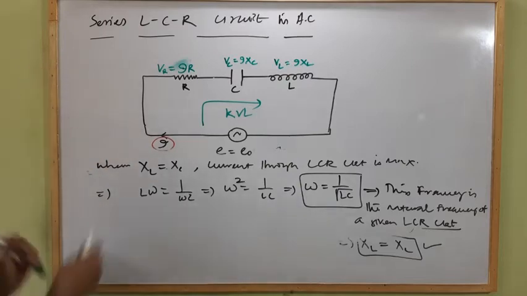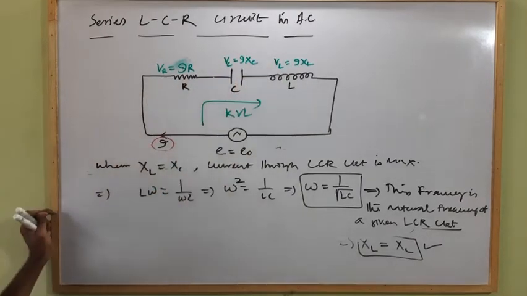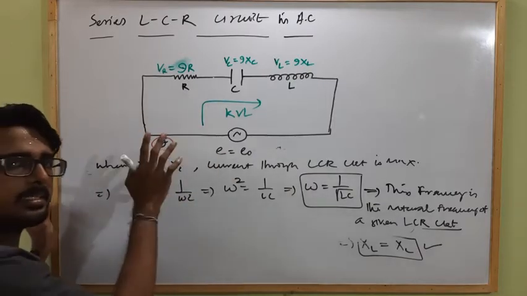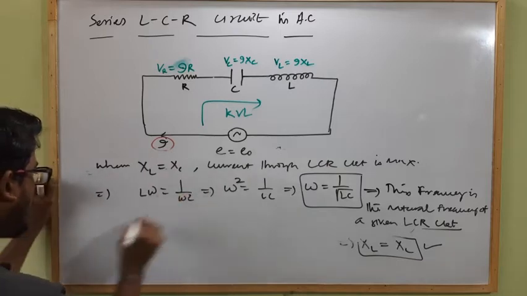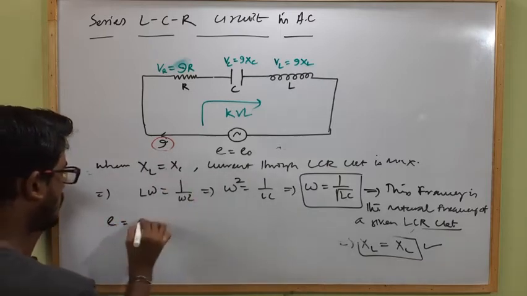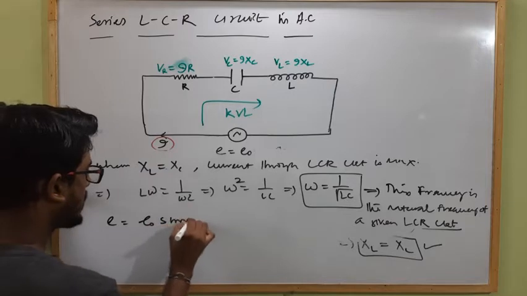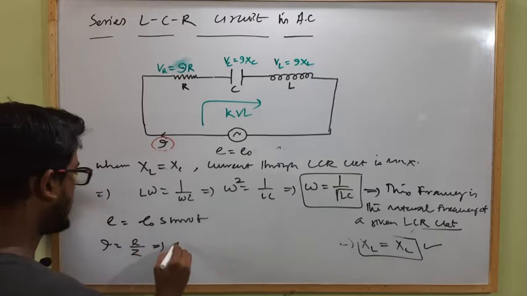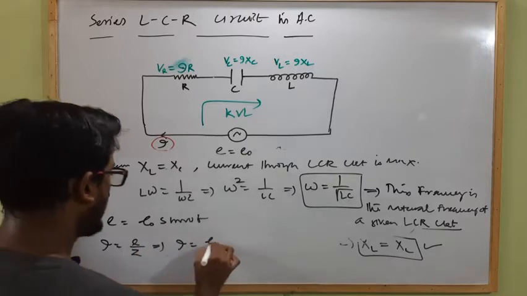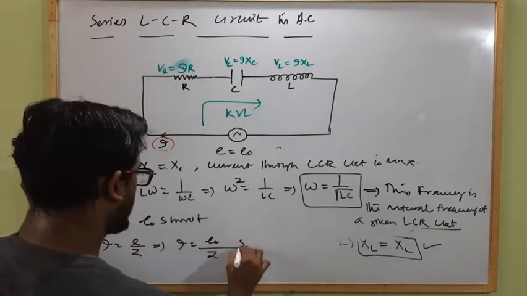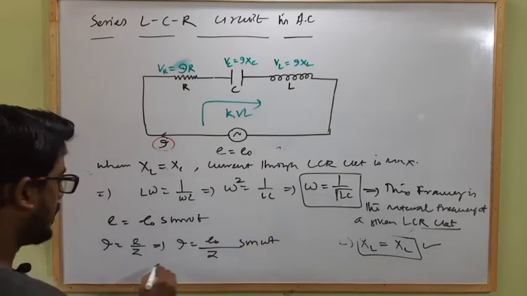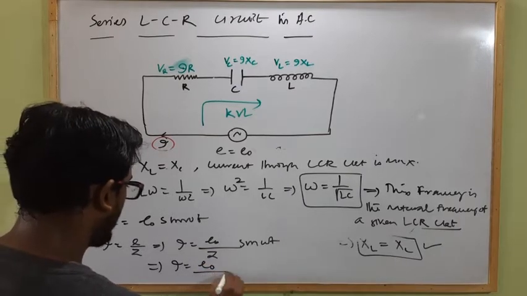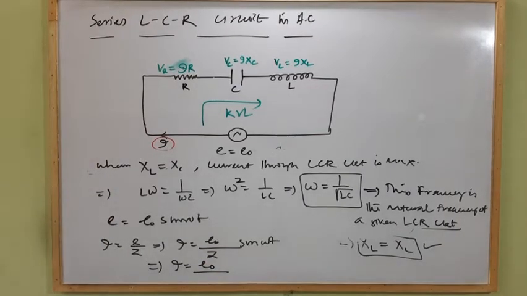So what is the expression for current in an LCR circuit? We know the resistance across an LCR circuit is the impedance Z. So at any instant, what will be the expression for current? We know E equals E naught sin omega t. So I equals how much? E by Z. So this implies I at any instant will be E naught divided by Z sin omega t.